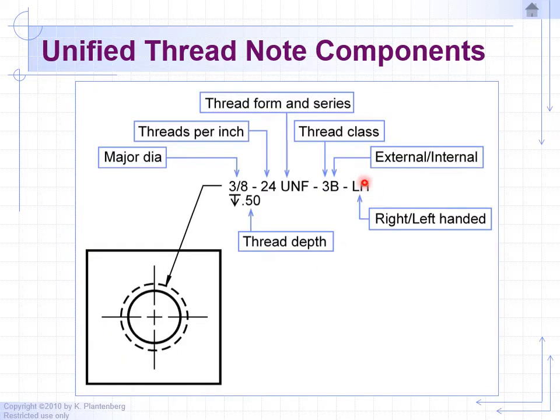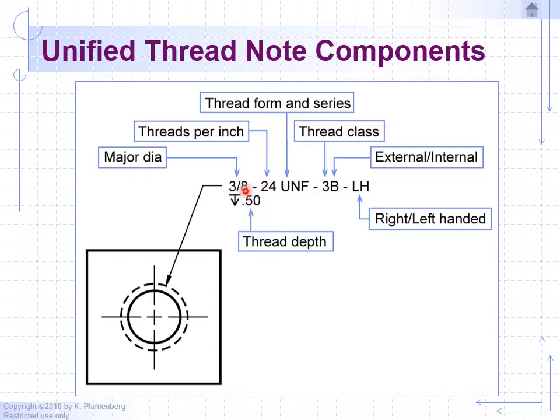Okay, so let's go over a note of how we call out a threaded hole or an external thread on a bolt. In this case, we're dealing with an internal thread. Here we have the leader, and it first calls out the major diameter. So the first number will tell us the major diameter of the thread. We don't call out minor diameter or pitch diameter. We will always call out the major diameter.